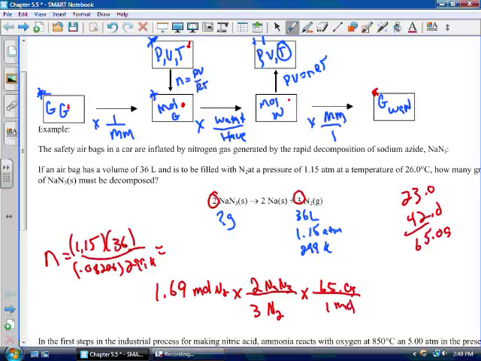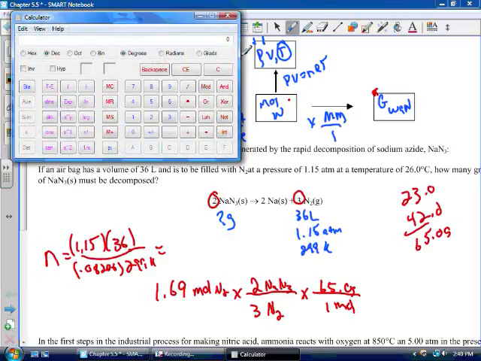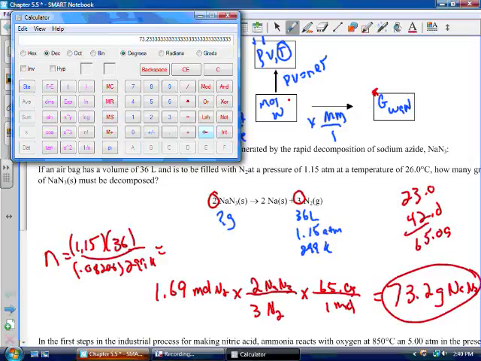All right, so from there, again, we plug in our calculator. We're ready to do our stoichiometry. 1.69 times 2 divided by 3 times 65 gives me 73.2 grams of NaN3. Now, the first engineer who designed an airbag probably did a calculation very similar to this.